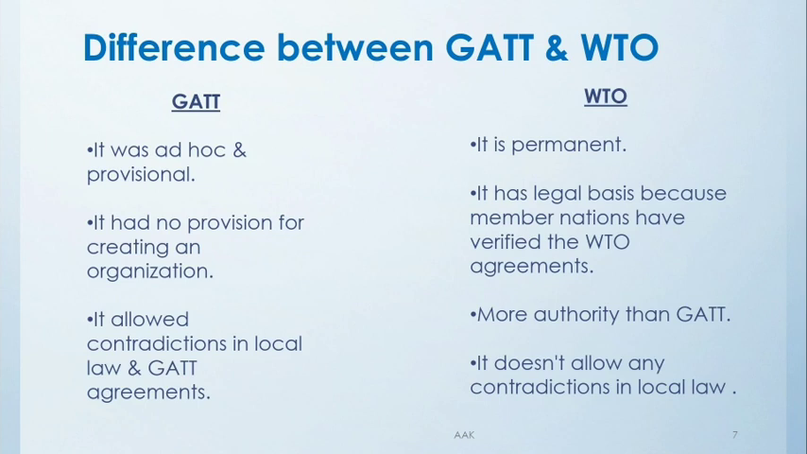The GATT agreements had conflicts with local laws, but WTO doesn't have those conflicts regarding application or adoption. GATT is less authoritative and has restricted authority to control international trade. But WTO is more authoritative and is a powerful organization to control the overall transactions of international trade.